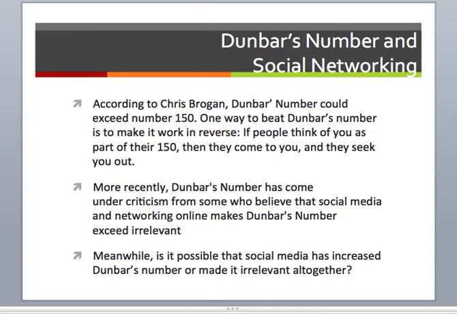Again, this gives you some of the burden of maintaining Dunbar's number, which frees you up to accept more of a network. More recently, Dunbar's number has come under criticism from someone who believed that social media and networking online make Dunbar's number irrelevant.